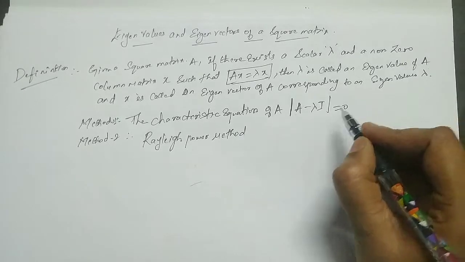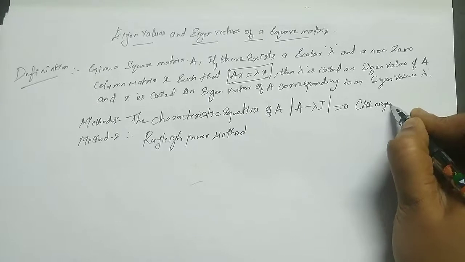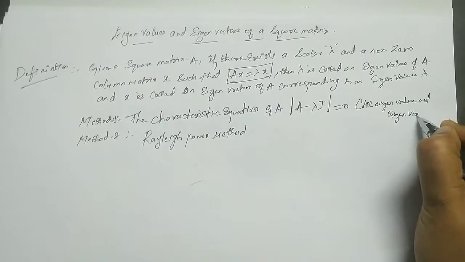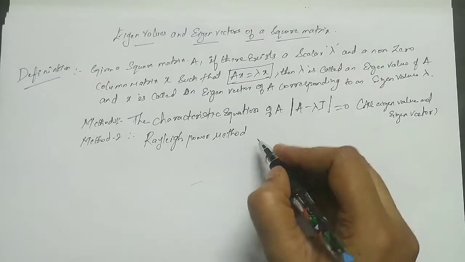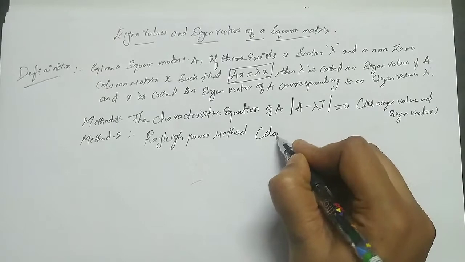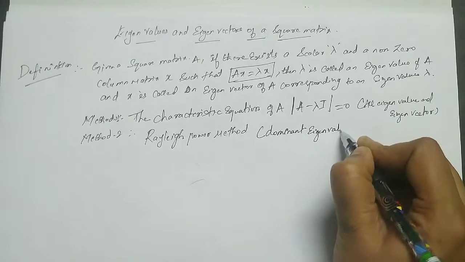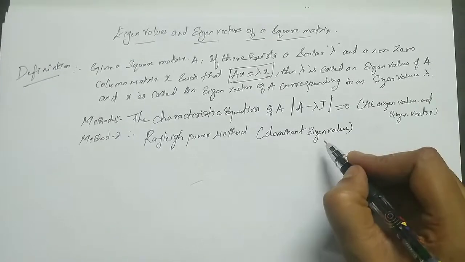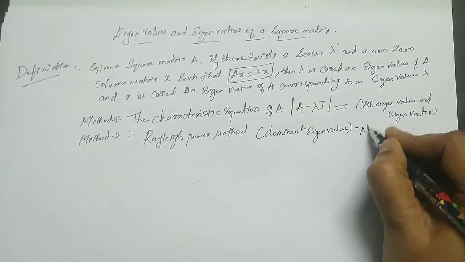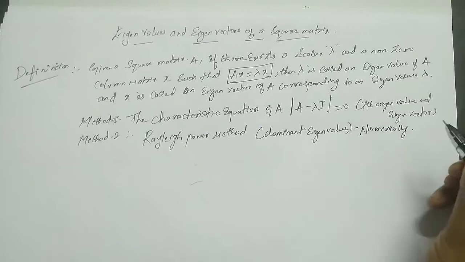When you solve with the characteristic equation, you will get all eigenvalues and eigenvectors. But when we apply the second method, that is Rayleigh's power method, you will get only the dominant eigenvalue, that is, the largest eigenvalue is obtained in this method. This method is also called the numerical way of finding the eigenvalues and eigenvectors.